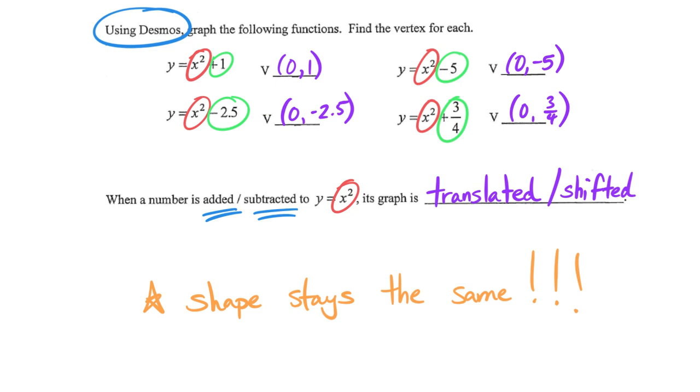Now what we need to make sure that we nail down is that they all moved in the same direction. You will notice that when I added or subtracted a value to x squared, my graph always moved up or down. So when I say its graph is translated or shifted, it is important for us to note vertically. It is a vertical shift. Notice that when I add something, my graph shifted up, and when I subtract something, my graph shifted down.